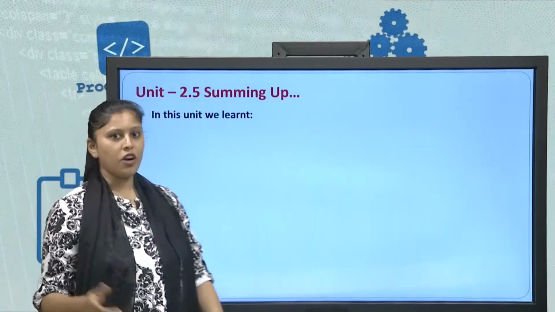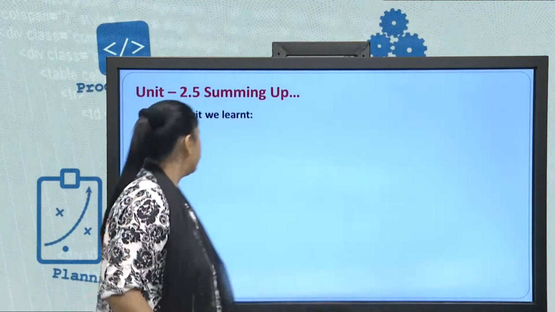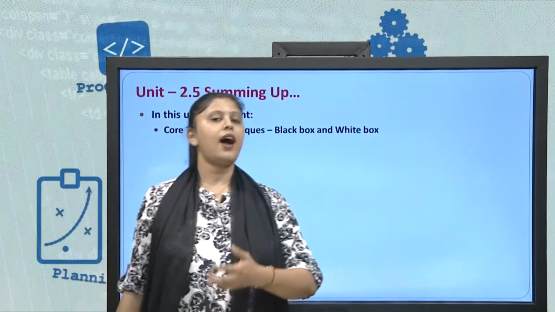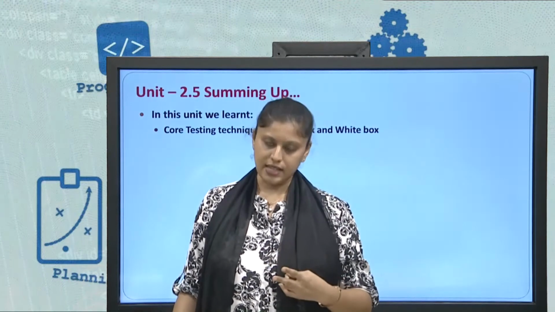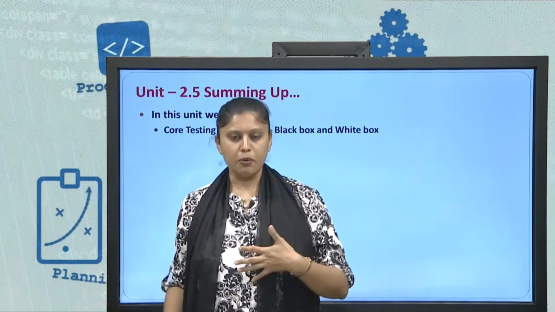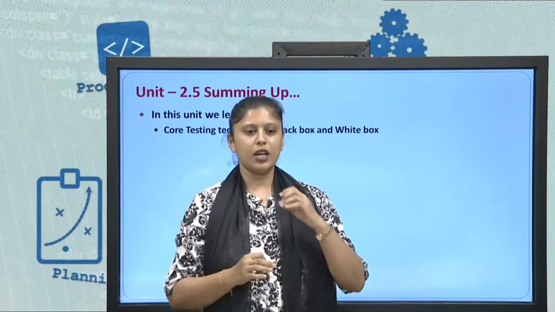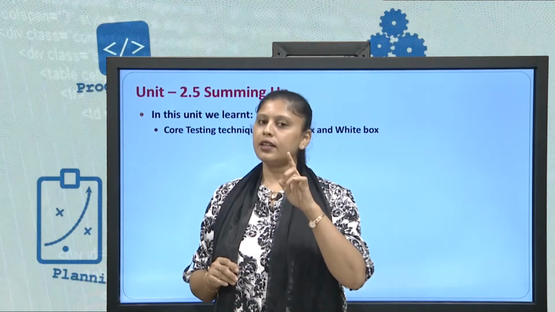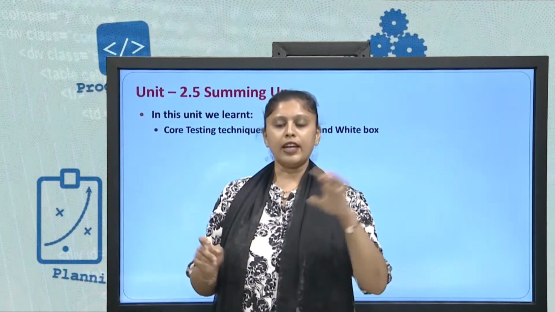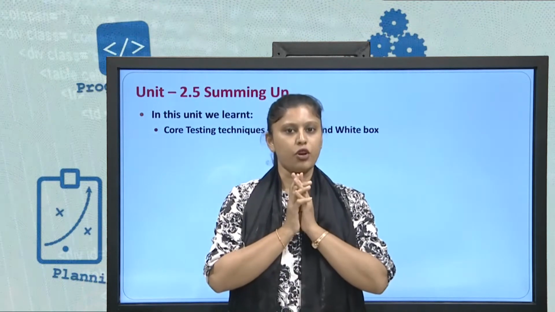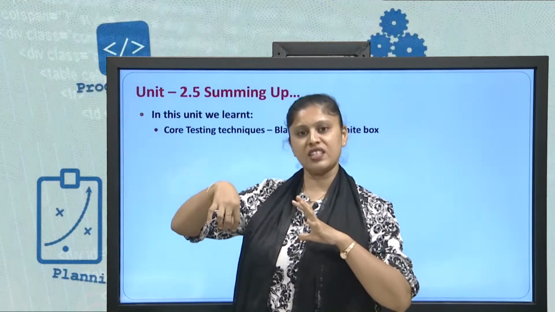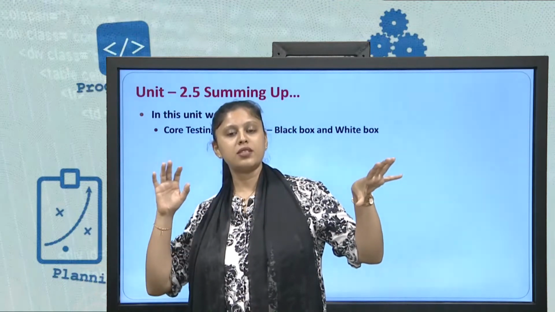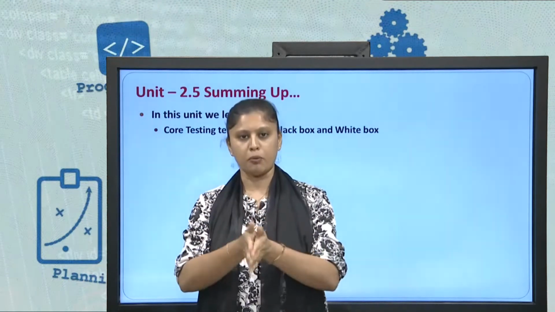Let us sum up what we have done in this entire unit. In this unit we first learnt core testing techniques. There are two major testing techniques: black box testing and white box testing. Repeating the gist of it: black box testing is not going to check the internal code of your system. It checks the external things of your system. It feeds the input and checks the output, whether that output matches the customer requirements and specifications.